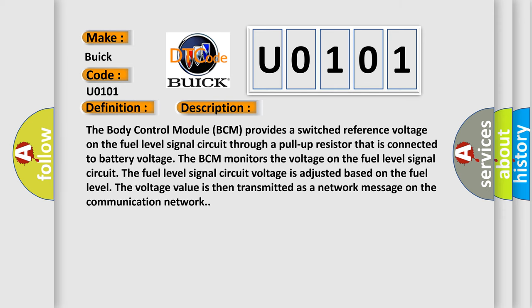The body control module BCM provides a switched reference voltage on the fuel level signal circuit through a pull-up resistor that is connected to battery voltage. The BCM monitors the voltage on the fuel level signal circuit. The fuel level signal circuit voltage is adjusted based on the fuel level. The voltage value is then transmitted as a network message on the communication network.